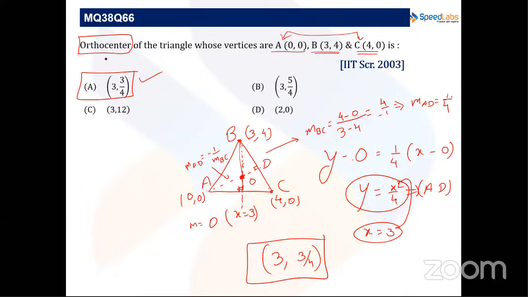So how you are going to find the orthocenter? For orthocenter, you need to find the point of intersection of the altitudes. We are already having the altitude of this line, since it is parallel to x-axis. So the altitude will be parallel to y-axis. So its equation will be x equals to 3, and we have found out the value of equation of AD. Clear?